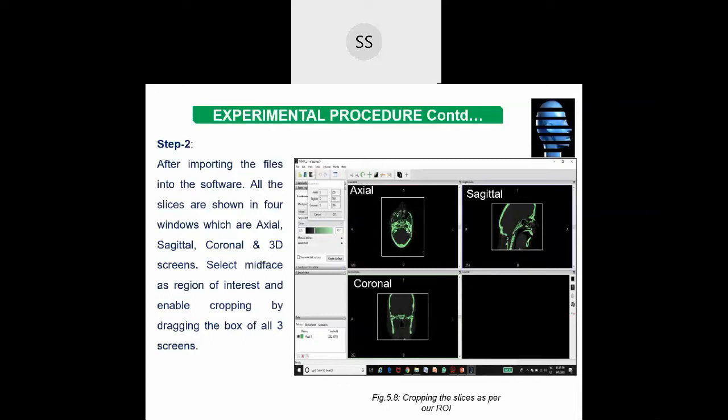The bone has a higher value, so it appears bright. You can see the green color. Bone has higher values, and other tissues will have different colors, right? So what is your region of interest? Accordingly, you have to select that range. Once you select the range, only that portion will get grown, and the other portion will get eliminated. Segmentation is done, and the other portion is eliminated.